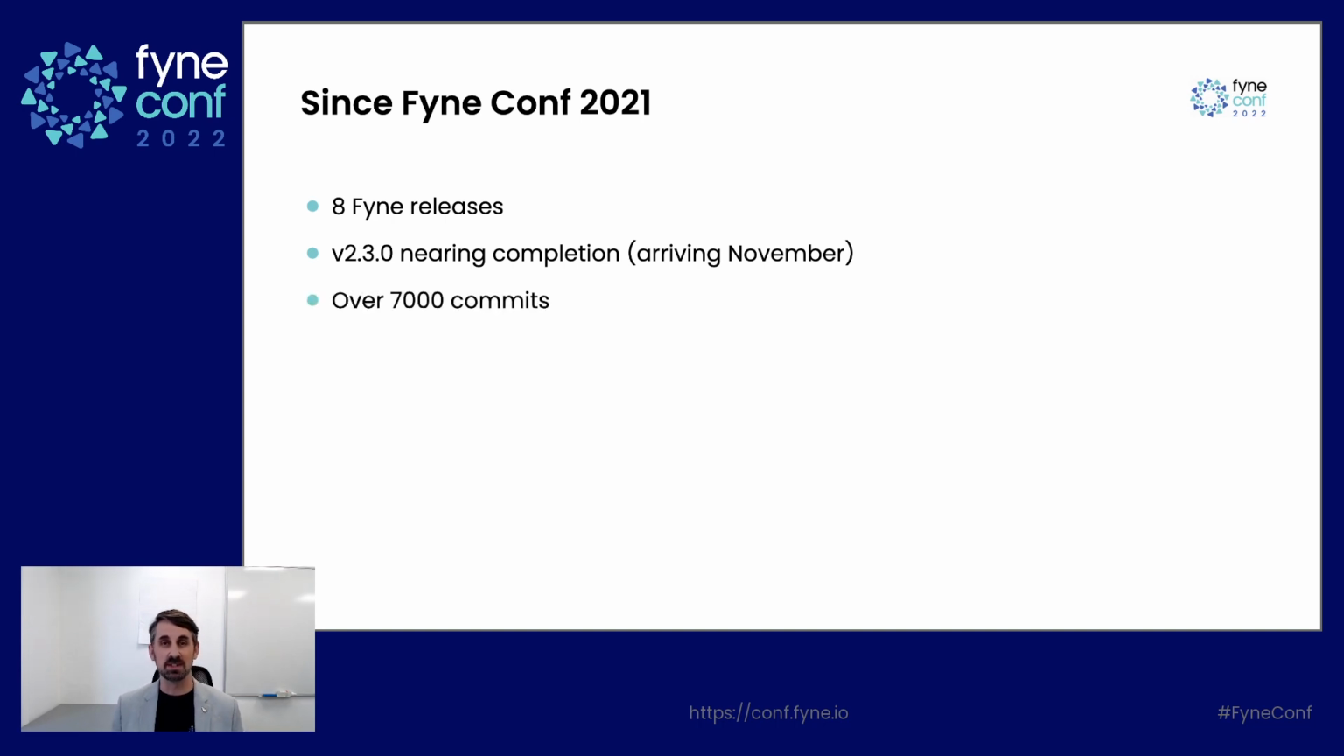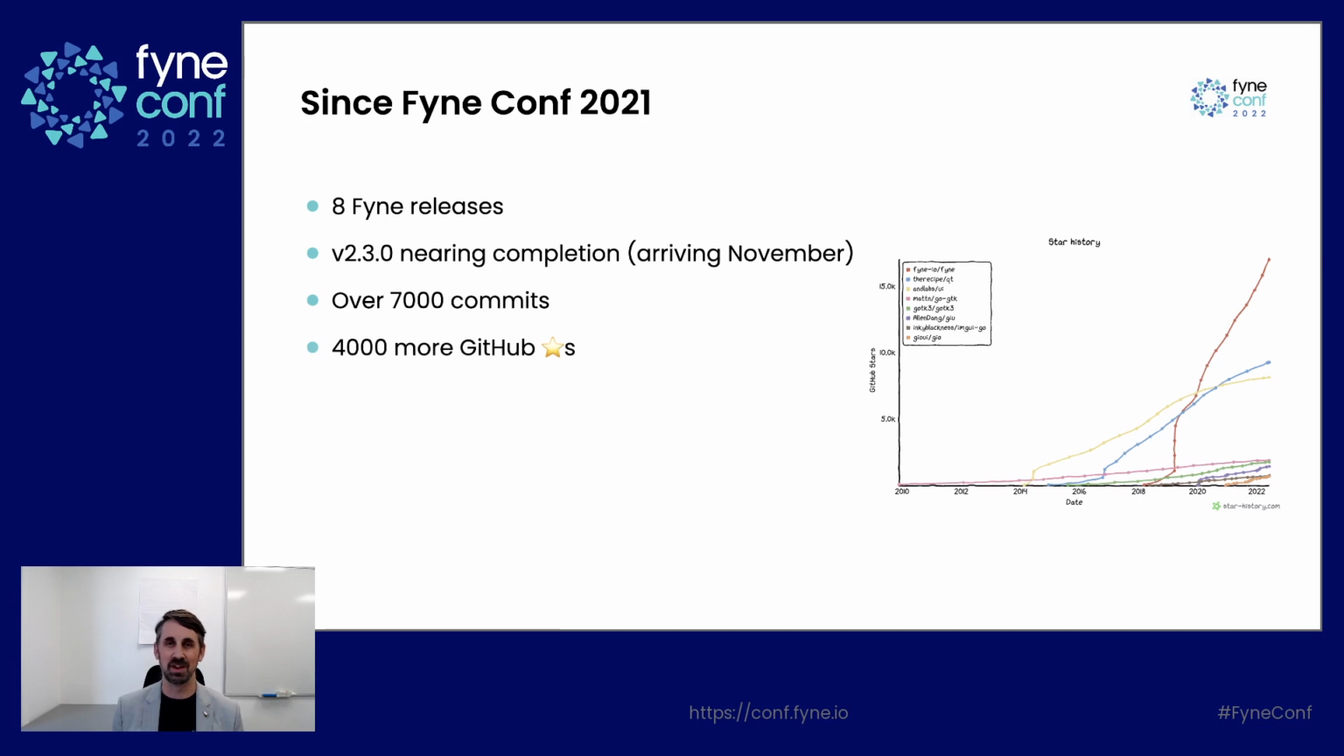Although that's not complete, since we last spoke to you, there have been over 7,000 commits from the community, people all around the world adding their contributions and fixes. And the project has increased in popularity according to the GitHub star ranking as well. We have 4,000 more stars than last time, and that red line showing the trajectory is looking very positive indeed.